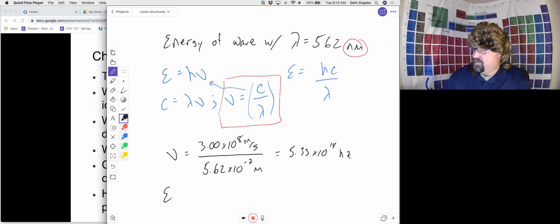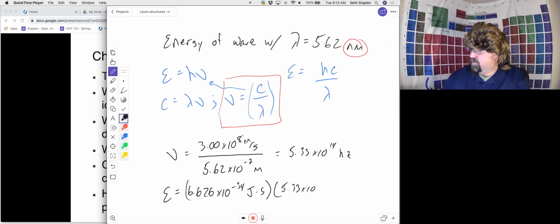We can now take this and plug it into our energy equation. H, remember it's Planck's constant, 6.626 times 10 to the negative 34th. The units are joule seconds. We multiply that now by the frequency we just found, 5.33 times 10 to the 14th hertz. We do the math of this and we get 3.54 times 10 to the negative 19th joules. And that is our final answer.